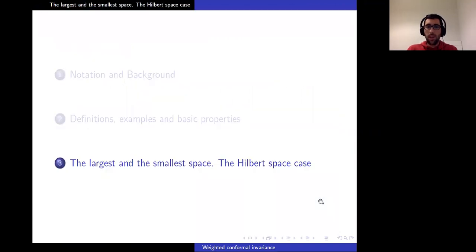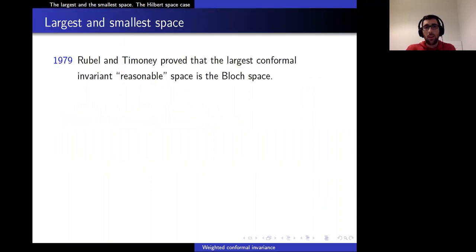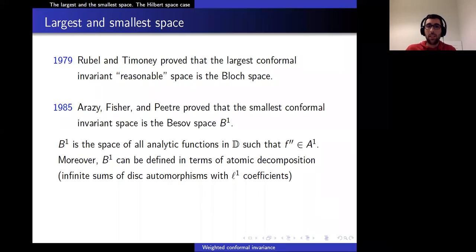So now, in the last part of this talk, we will pass to other different things. In 1979, Rubel and Timoney proved that the largest conformal invariant space in the classical sense of conformal invariance is the Bloch space. And 6 years later, Arazy, Fisher, and Peetre proved that the smallest one is the Besov space B1. The Besov space B1 consists of all analytic functions in the unit disk whose second derivative belongs to this Bergman space A1.